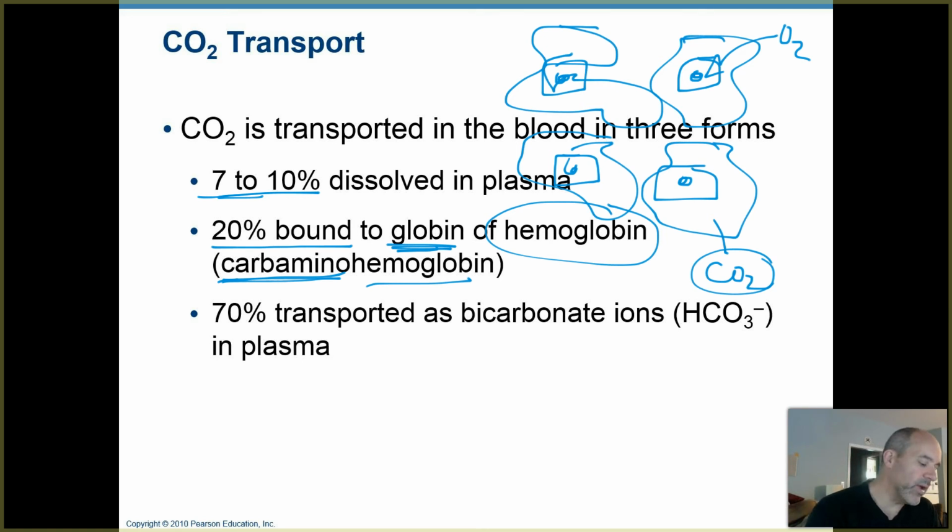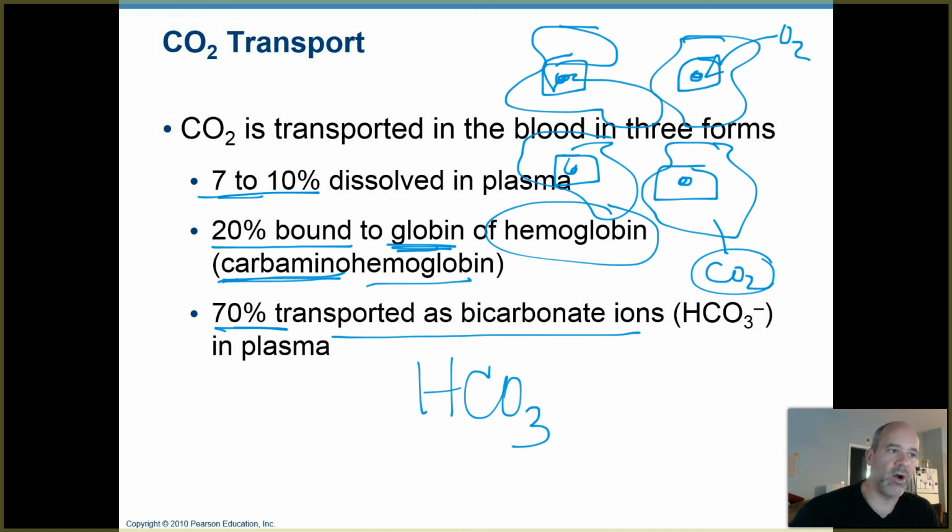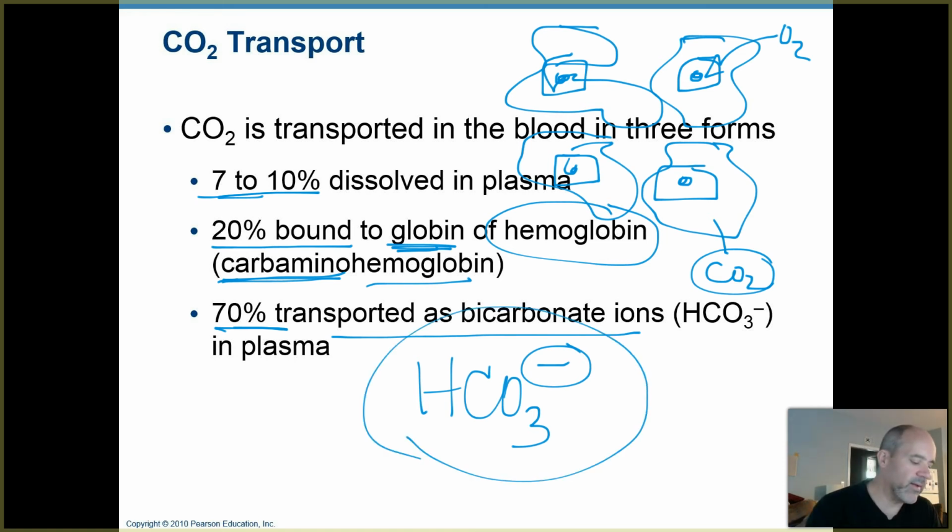About 70% of it, though, is transported in the form of bicarbonate ions. And a bicarbonate ion, as you see there, is a hydrogen, a carbon, and 3 oxygen atoms bonded together to form a molecule. And that molecule has a negative charge. And so this is dissolved in your blood plasma, and your CO2s are actually part of that molecule, and we're going to see how all that works in a second.